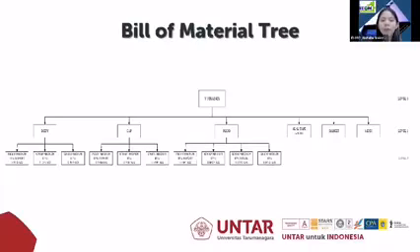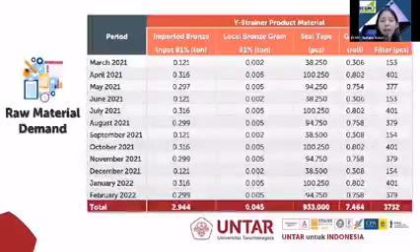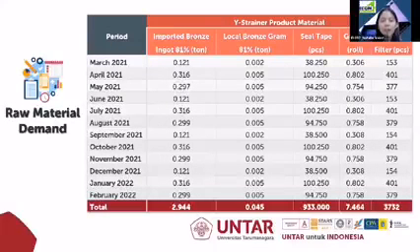That presents a list and number of components used for production, as well as a list and number of raw materials needed to produce 1 unit of waste runner. This BOM will be used for the calculation of the raw materials needed for the demand of the upcoming year. And this is the calculation result of raw materials demand from March 2021 to February 2022.